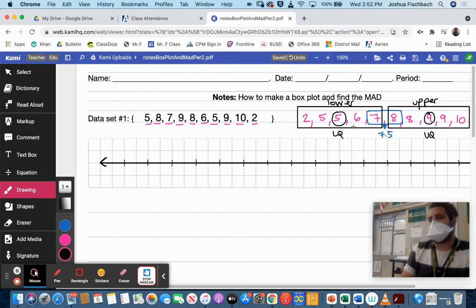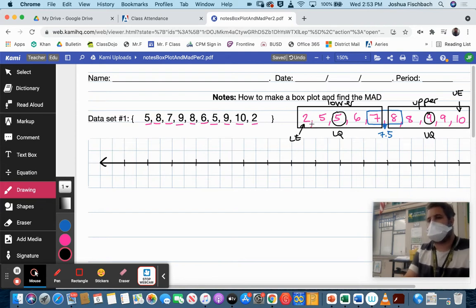The extremes are the highest and lowest values. The highest value is, of course, 10, which is going to be our upper extreme. And our lowest value is 2. That's going to be our lower extreme. You can use maximum as the word for upper extreme, and you can use minimum for the word for lower extreme. It's the same thing.